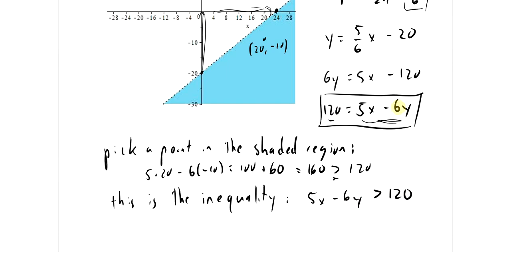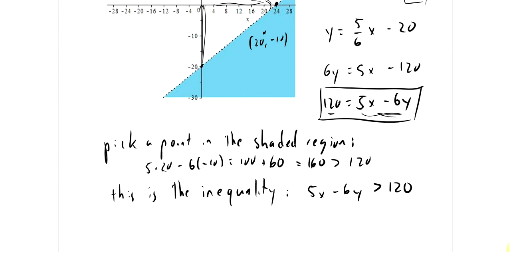Right? This is the line. This is one side, so it's got to be greater than or less than. We don't want a less than or equal because it's dashed. We tested a point in the shaded region. We found it was greater than. And so the whole region must be 5x minus 6y is greater than 120.